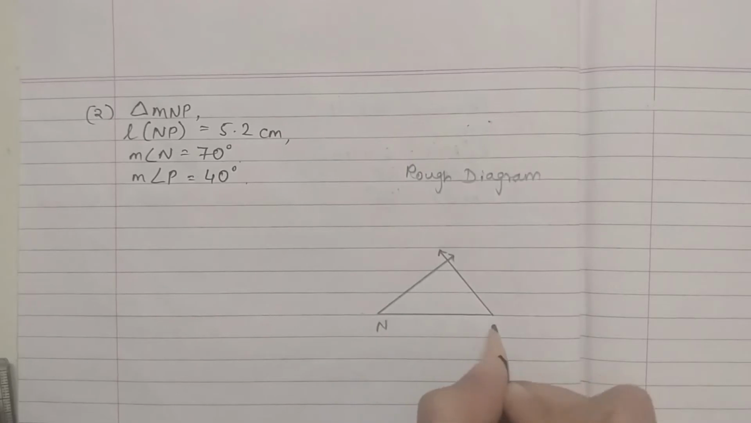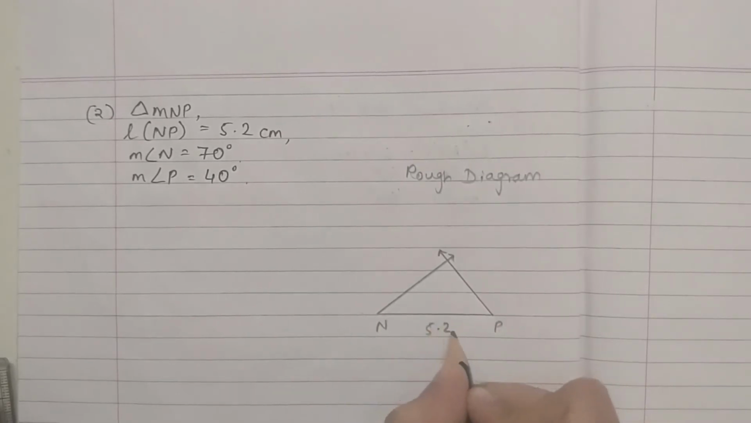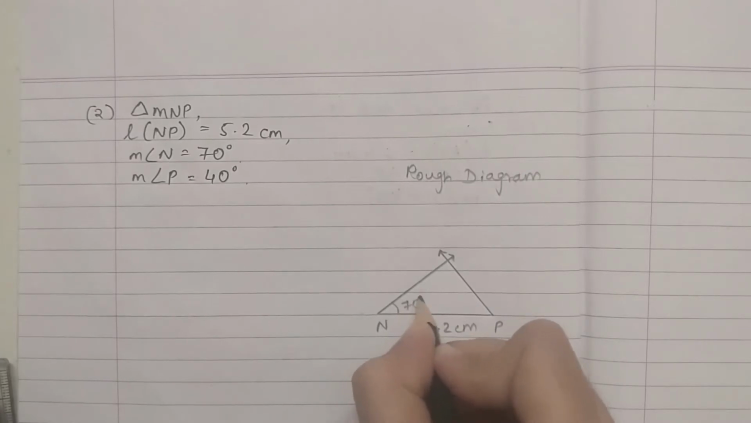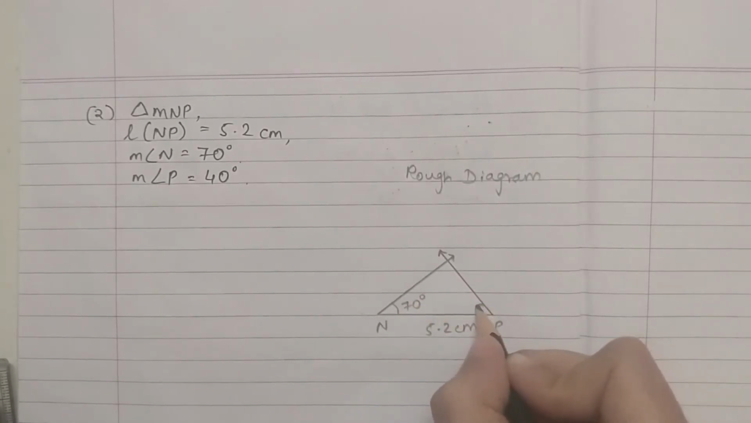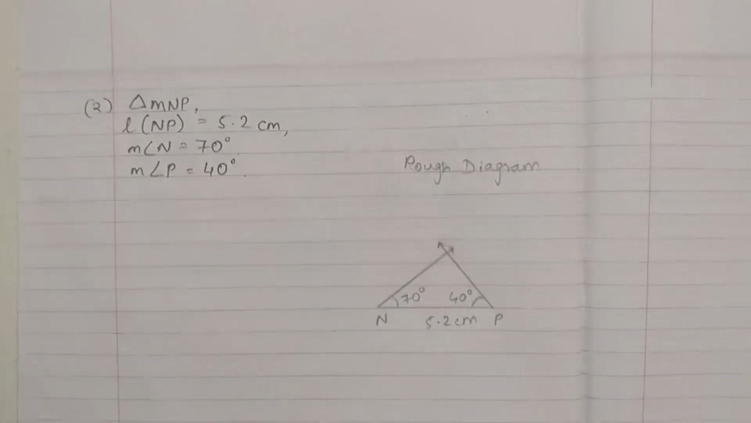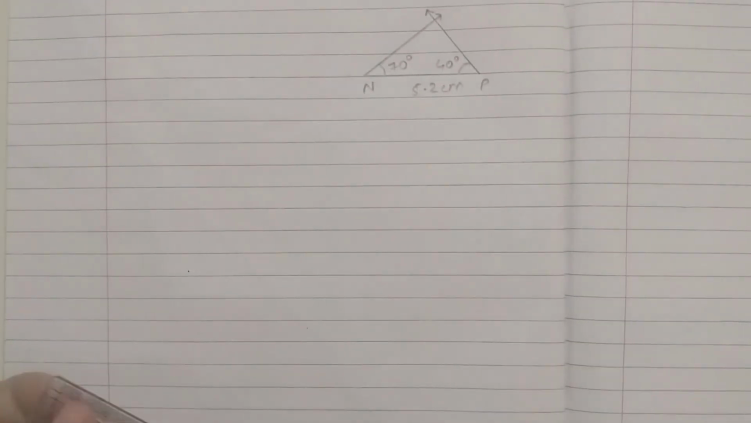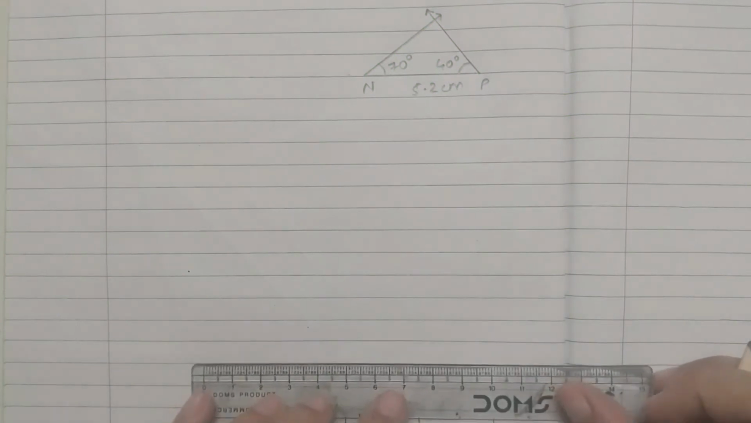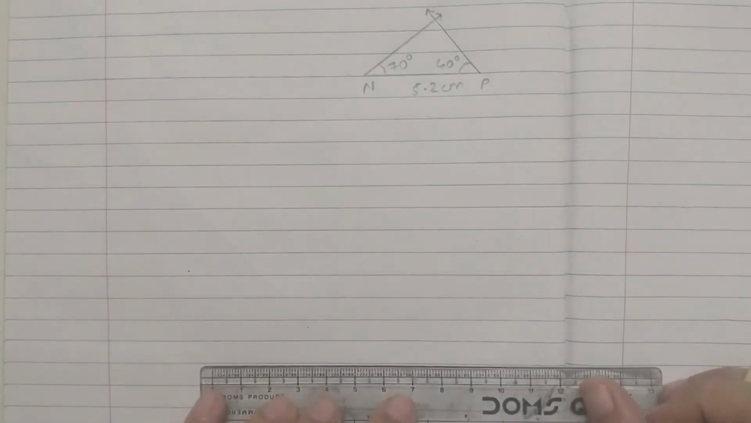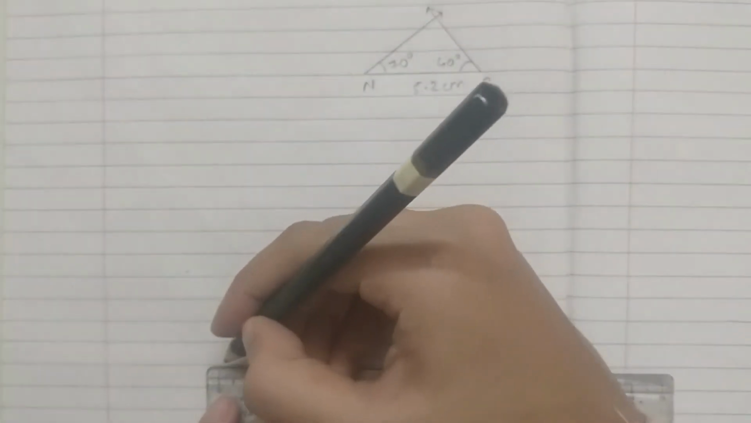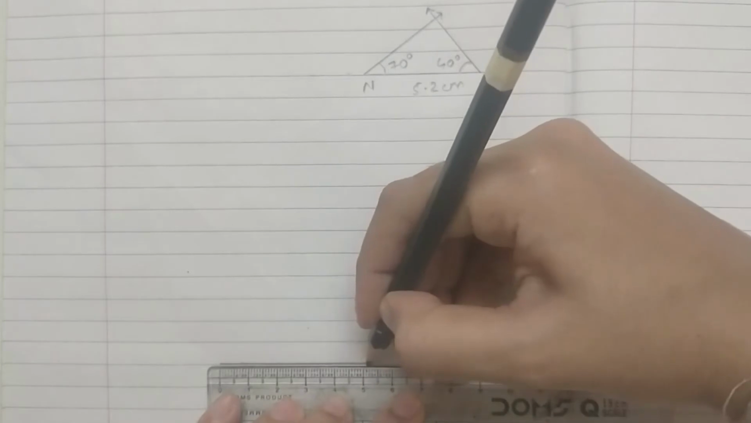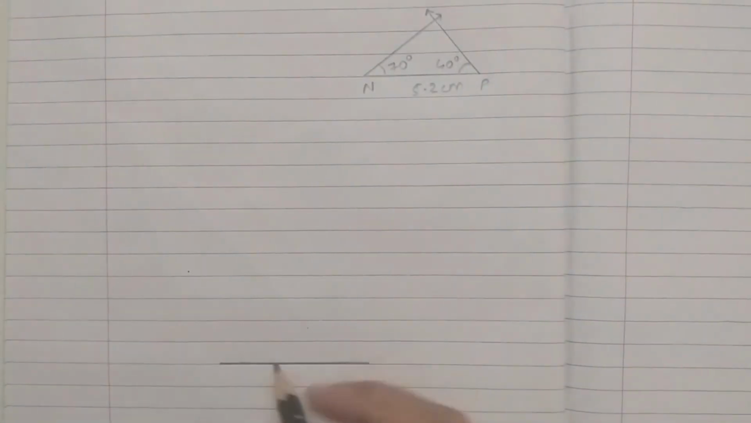See, NP was my base, so 5.2 centimeters there, and then angle N is 70 degrees and measure angle P is 40 degrees. So I am going to write down the correct measures. Now moving to the construction part, draw the baseline first. So our base was NP, 5.2. Taking the scale, I am going to draw a straight line from 0 to 5.2 centimeters. See, like this, 5.2 centimeters.